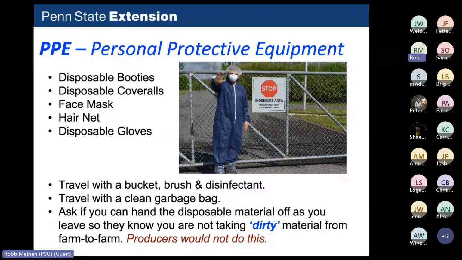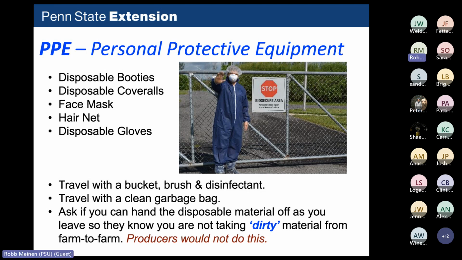PPE, right? So this is the personal protective equipment. These are the things that you can buy and transfer around with you in your trunk, or behind the seat of your truck, whatever it is. And these would include disposable booties, coveralls, face mask, hairnet, disposable gloves. The booties and coveralls would probably be the most common ones that we would run into a need for. You also would like to travel with a bucket, a brush, and disinfectant, right? Maybe also, I don't have it here, but a gallon of water, a jug of water, so that you can mix things up with the disinfectant as needed, or maybe you pre-mix it.